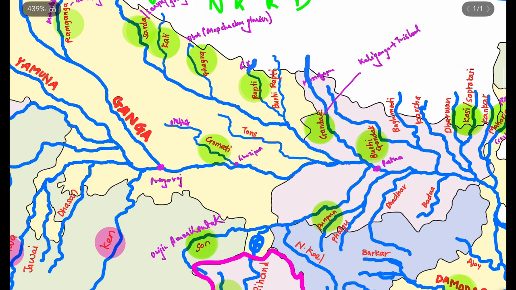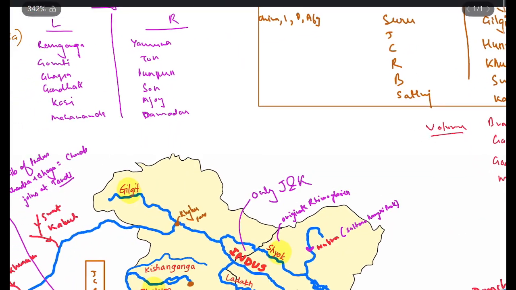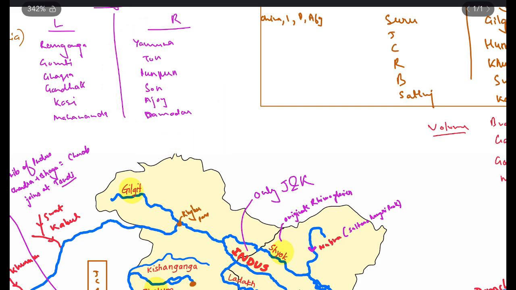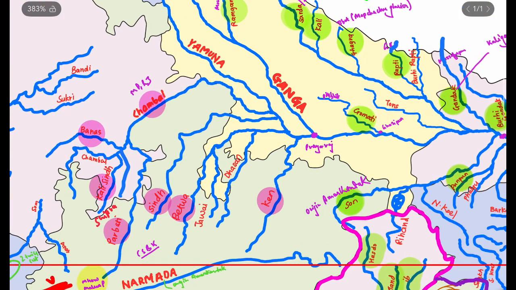Now let's see about the right bank tributaries. So these are the basic right bank tributaries: Yamuna, Ton, Punpun, Son, Ajay, Damodar. Let's see. Yamuna is a right bank tributary of Ganga. Here it meets at Prayagraj.